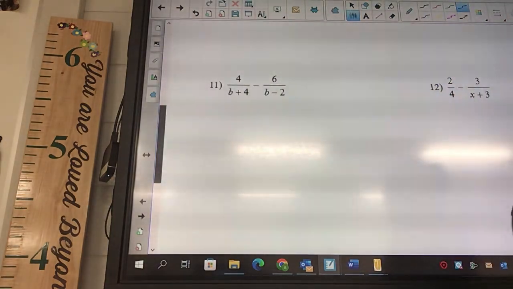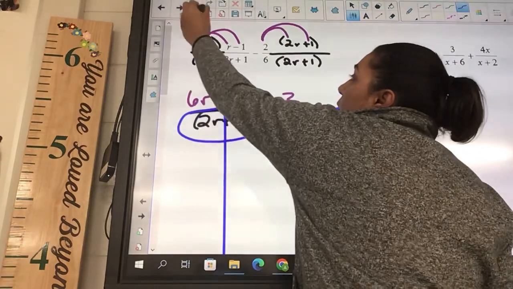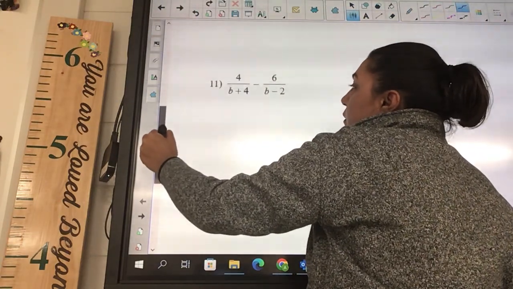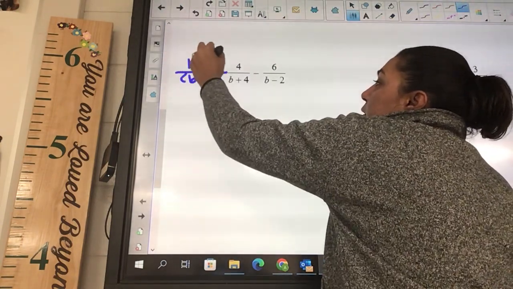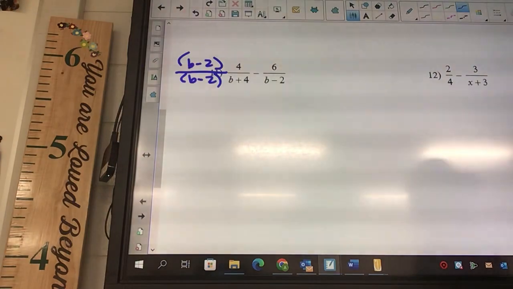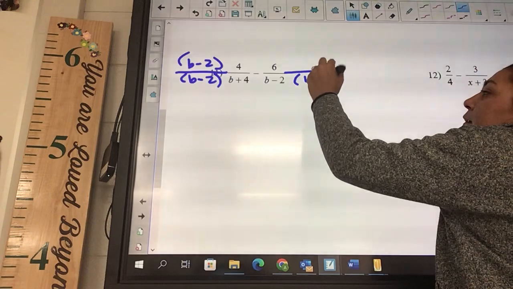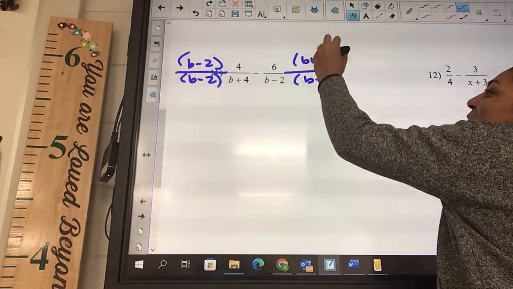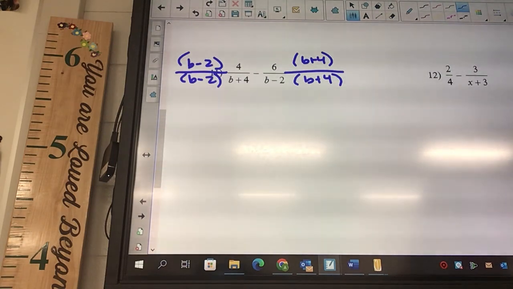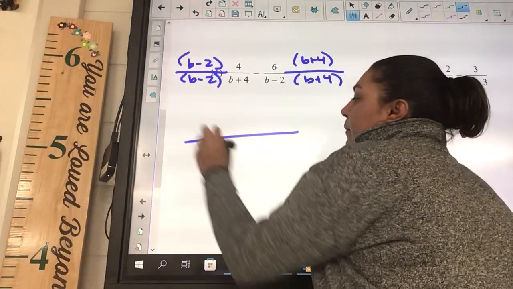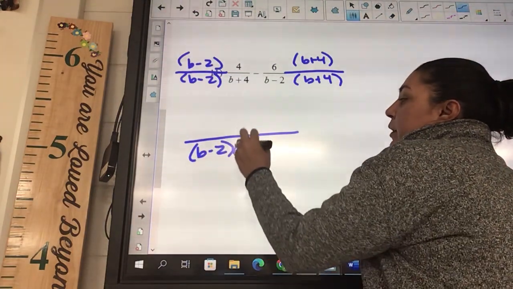Okay, 11. What are we going to multiply the first one by? Don't all answer me at once. B minus 2. And B minus 2. What are we multiplying the second one by? 4. Eric, are you good? All right. B plus 4. Okay, what is going to be our new denominator? B minus 2. B minus 2, good. B plus 4. B plus 4.